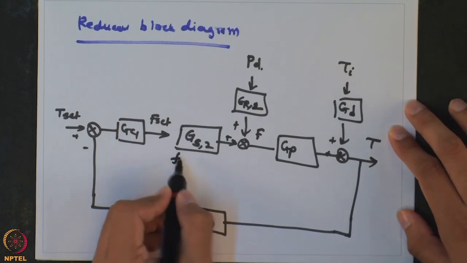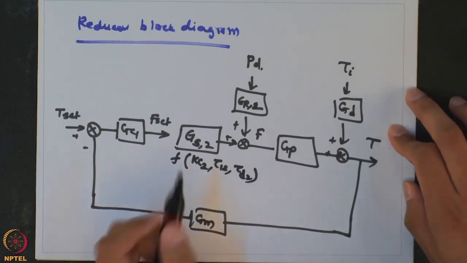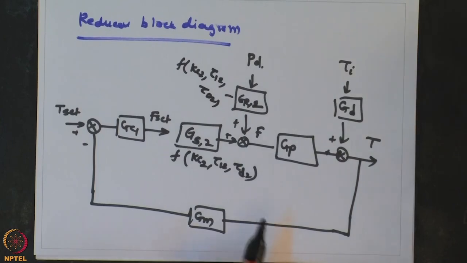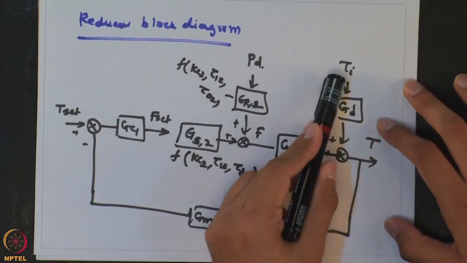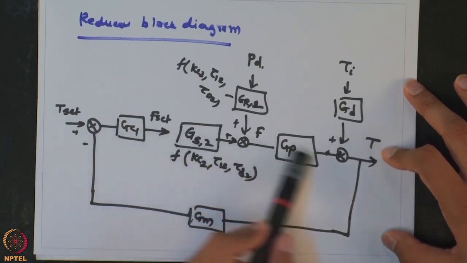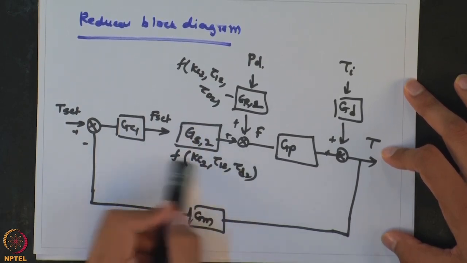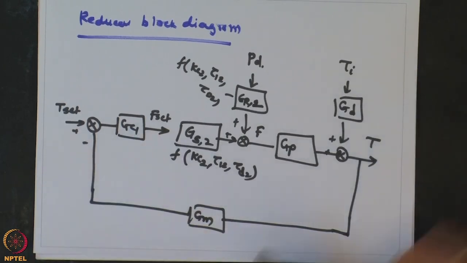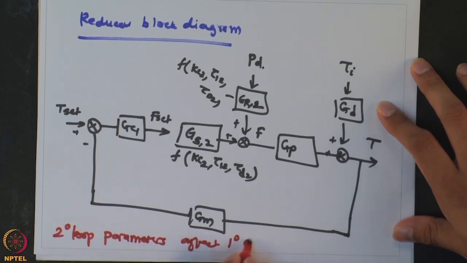So you can see that this is a function of KC2, tau I2 and tau D2, considering it is a PID controller, and in the same way this is a function of KC2, tau I2, tau D2. So if I want to now look at the effect of this disturbance on the final temperature, we will have to look into this closed loop transfer function, which is a function of this GS2. So the way my secondary controller is tuned, those parameter values will decide the stability as well as the performance of this primary control loop. So the conclusion here is that secondary loop parameters affect the primary loop performance.